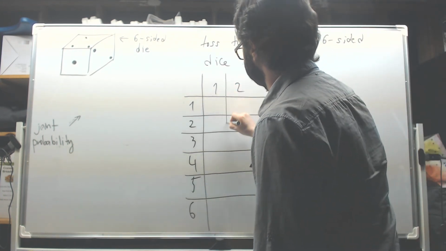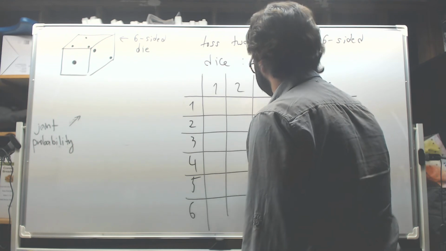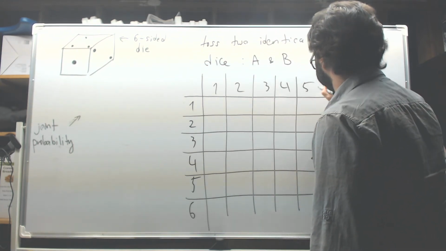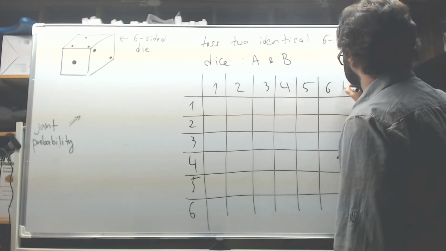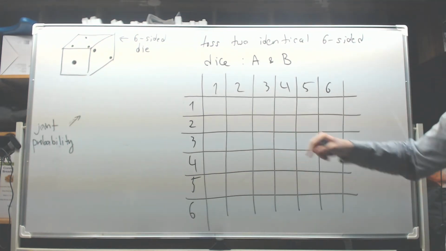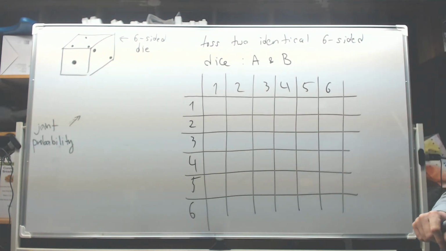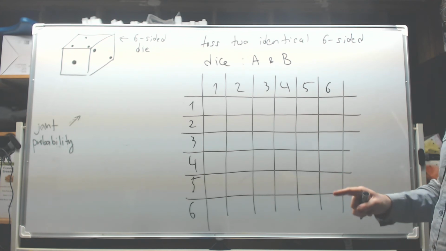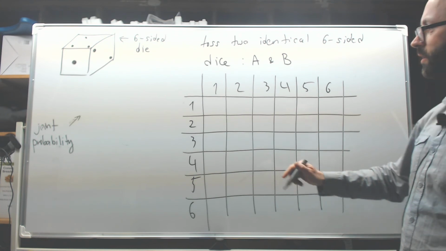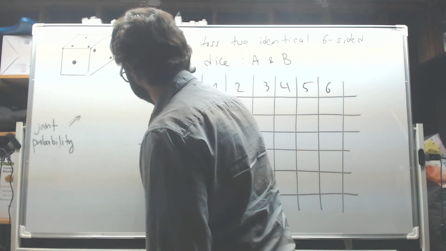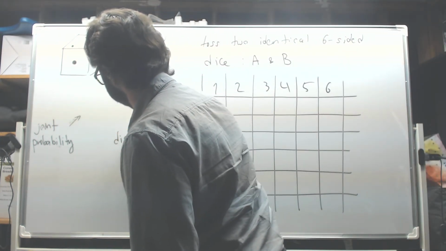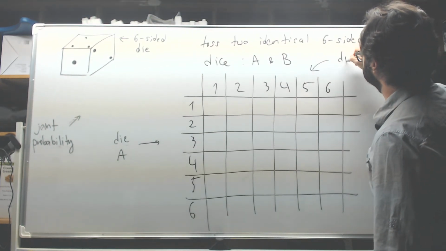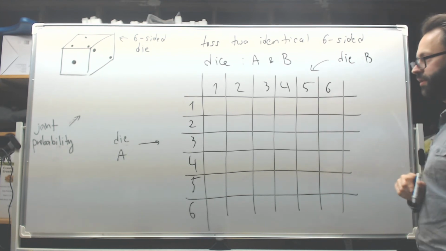Stay with me now. So each one of these boxes is a possible outcome of a 2 die throw. We are interested in the outcome where we get one face on die A. Let's say this is die A. Let's say these are the outcomes for die B.